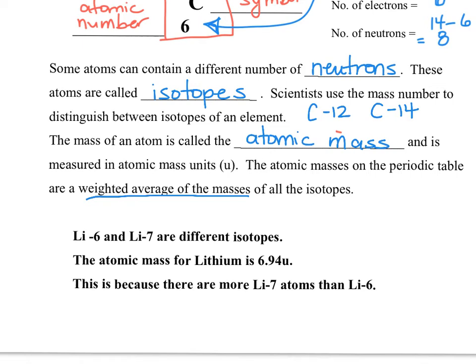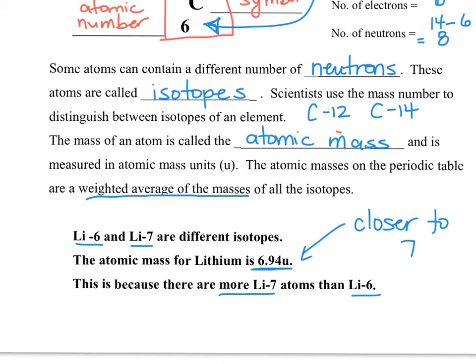So another example down here is lithium. Lithium-6 and lithium-7 are 2 different isotopes of lithium. So if I look in the periodic table, I see that the average mass is 6.94. So what does that tell me? It tells me, because that mass is closer to 7, that there are more lithium-7 atoms on Earth than there are lithium-6.